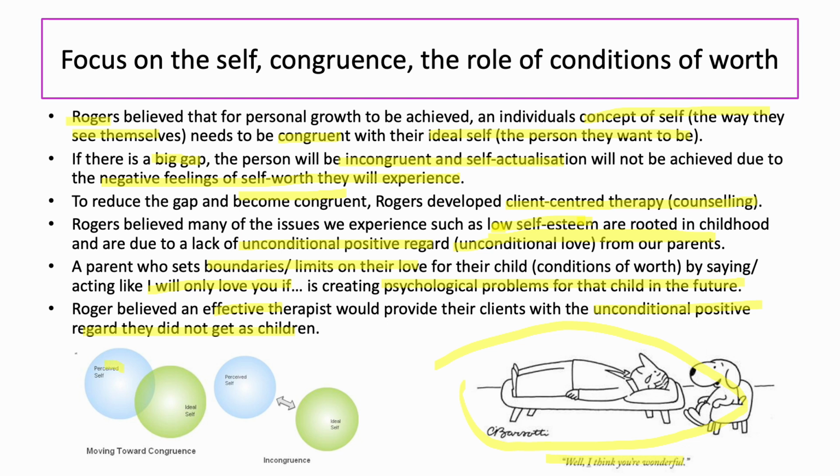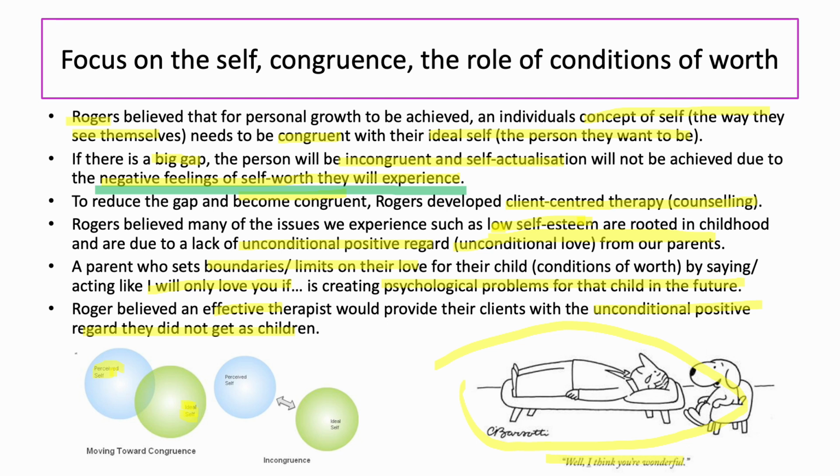And then if we revisit this idea of congruence in a bit more detail, you've got perceived self, who you are right now, and then your ideal self, who you want to be. So if who I am right now is a teacher, but who I want to be is a model, then I'm going to be massively incongruent, because coming to work day to day as a teacher is not going to get me where I want to be as a model. So I'm going to experience those negative feelings of self-worth. I'm going to feel like I'm not good enough, like I'm never going to be a model, that I'm not attractive enough, that I don't have the right skills and qualities to be a model.